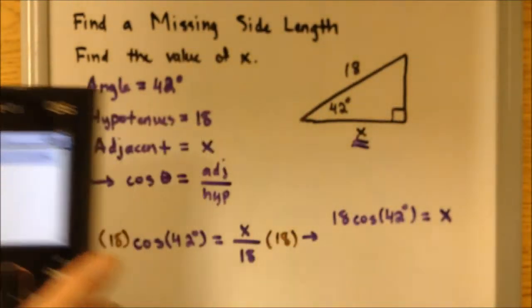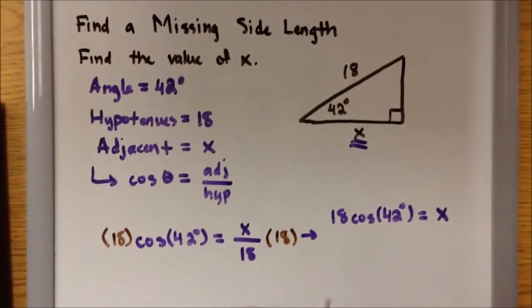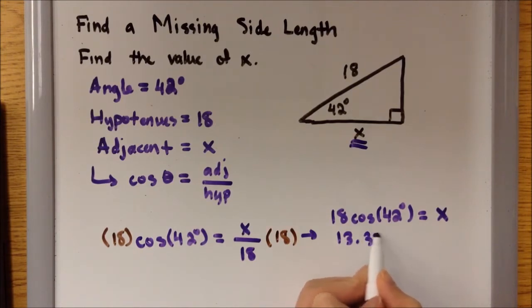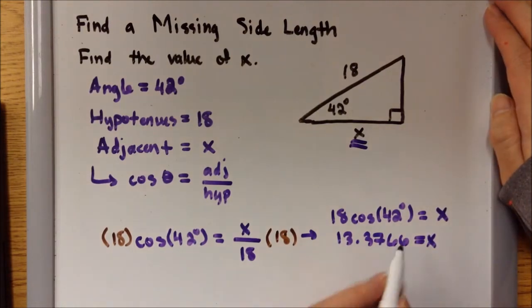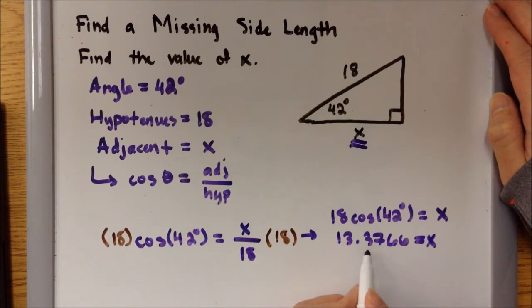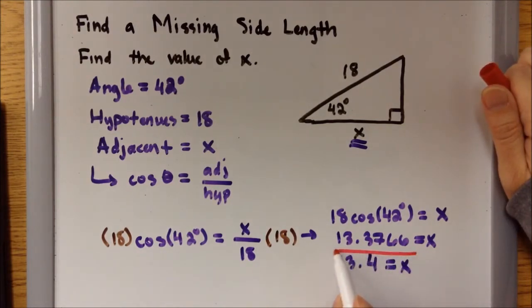So you got 13.3766. So 18 times cosine of 42 is 13.3766, which equals x. Well, I don't want too many decimal places, so I'm just going to round to one decimal place. So it's going to be 13. Rounding 3766, it's going to round up to 4. So 13.4 equals x. So that is our answer when it comes to finding a missing side length. So x is 13.4.